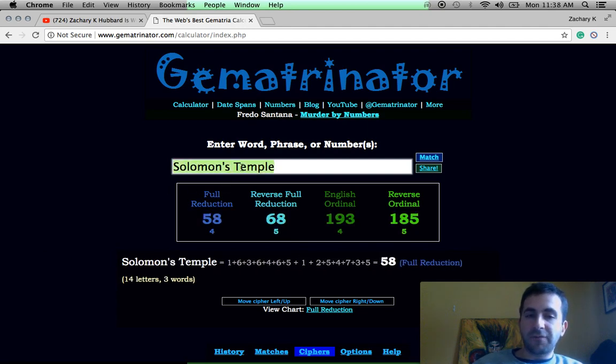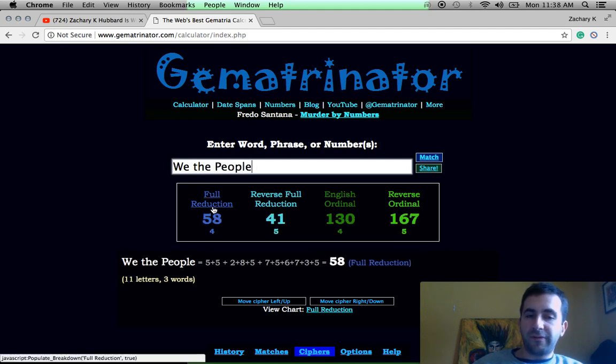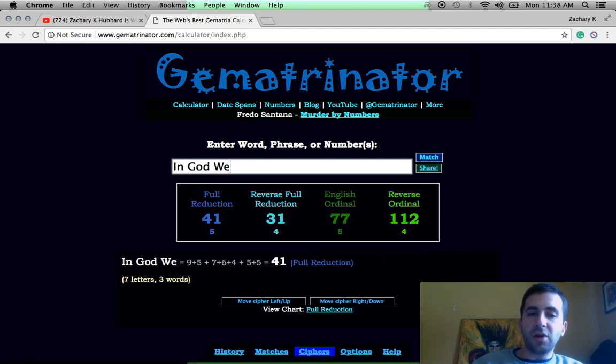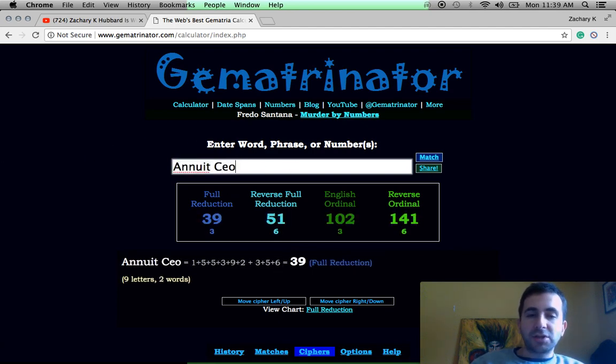Freemasonry. A Freemason calls himself a craftsman. Craftsman, 58. You see? Special numbers to this nation, which is a Masonic nation. We, the people, 58. In God we trust on our dollar bill, 58. The term annuit coeptus, also on the dollar bill, which means God favors, 58. The entire code, biblical. 58.